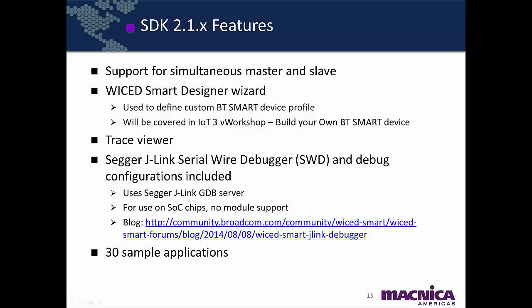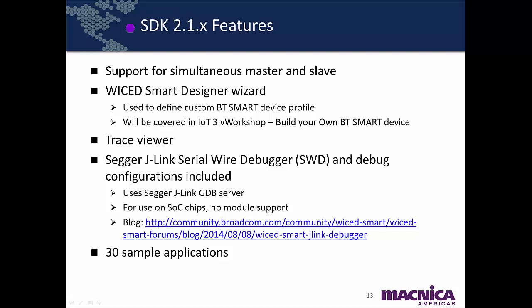The SDK allows you to develop applications for BLE devices that can be a master and a slave at the same time. See the Hello Client and Hello Sensor sample applications as reference. Some of the more notable features of the SDK are the Smart Designer, the Trace Viewer, and the predefined debug configurations. The Smart Designer is a wizard that helps you define the profile, the services, characteristics, values, and descriptors of your custom BLE device. This wizard takes GUI input and generates source code for your application.